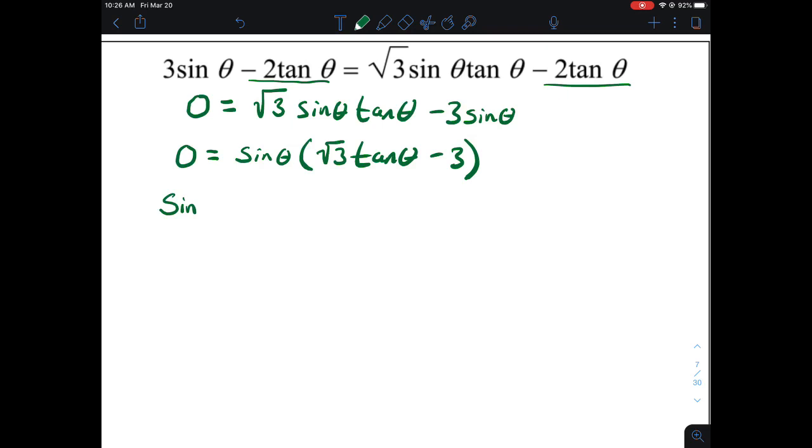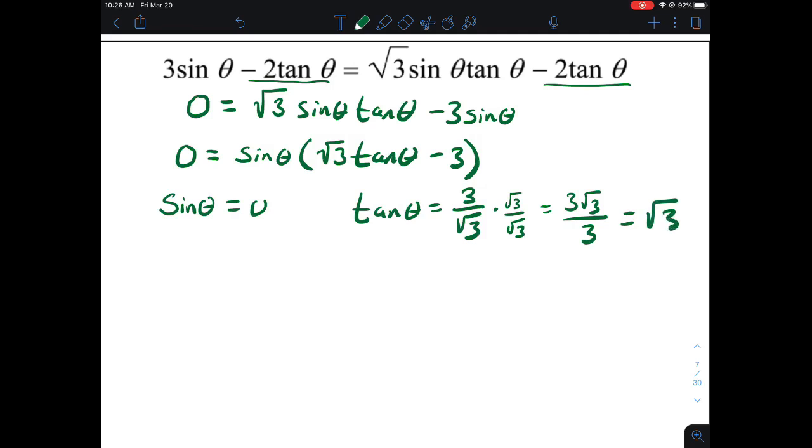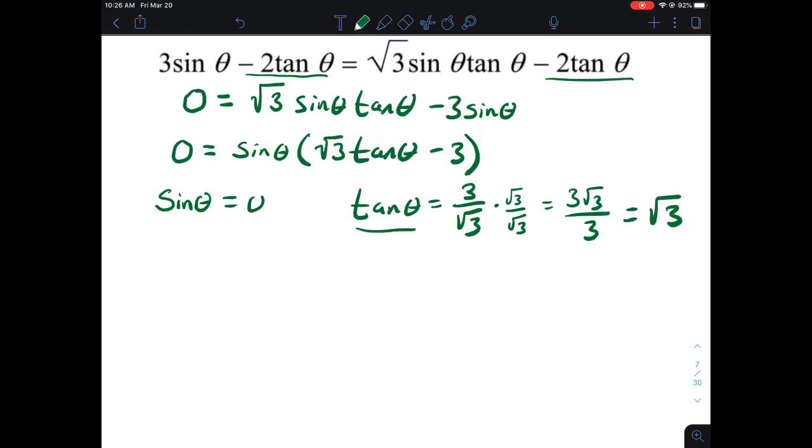So our solutions here are going to be when sine of theta equals 0 and where tangent of theta would equal 3 over the square root of 3, which I could rewrite if I multiplied both the top and the bottom by the square root of 3 over 3 to rationalize. Here we would have 3 roots of 3 over 3, and the 3's would cancel, and I'd have the square root of 3. So where tangent of theta equals the square root of 3 is going to be one of mine, and where sine of theta equals 0.